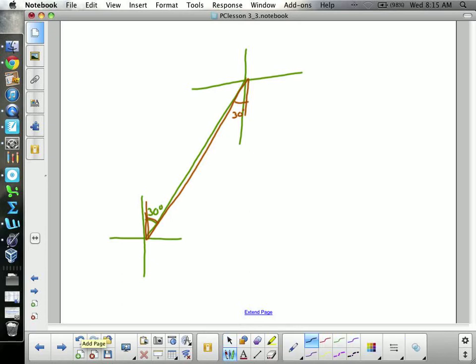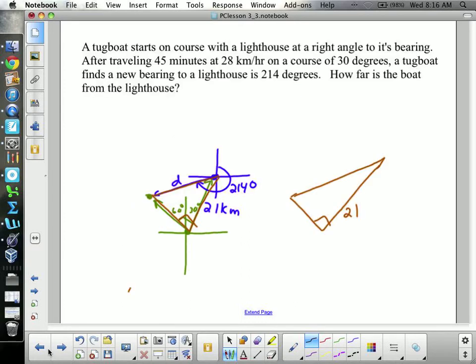The actual bearing of the lighthouse is 214 degrees, which is a little more, because it's 180 to here, plus 30 would be 210. So this angle right here is what we're looking for. That's our unknown angle. It's going to have to be 4 degrees. And that's the puzzle you have to solve. What is that angle? Because it's pretty clear, going back here, that we have a right triangle from this angle, because it started out with a right angle. But now I know that this angle is 4 degrees.